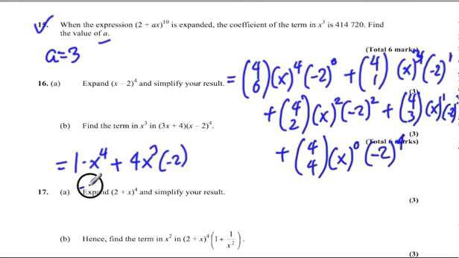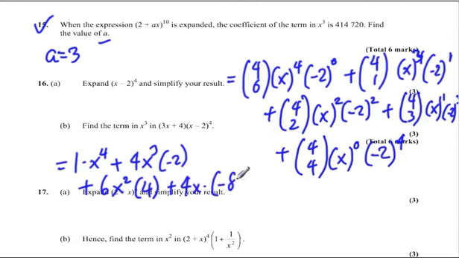And the third term is going to be this one right here. I believe that's 6. 4 choose 2, yeah, that's 6. x squared times negative 2 squared is just simply 4. This one is 4 choose 3, so that's 4. This is x, and this is negative 2 cubed, which is basically equal to negative 8. And this last term here is 1 times x to the power of 0, which is also 1 times 16.